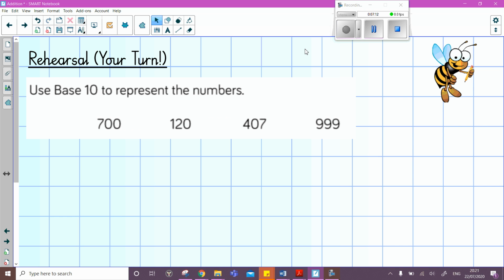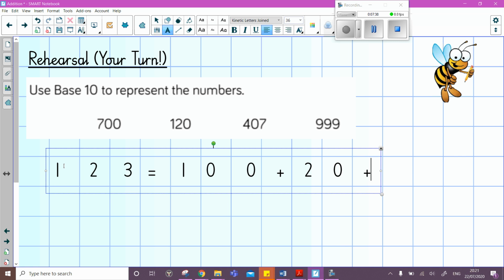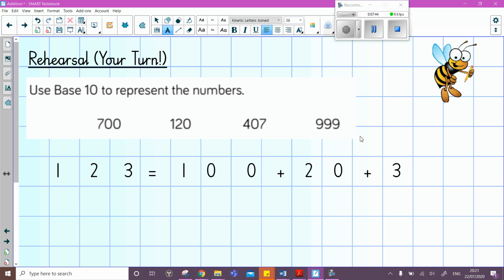Now I want you to have a go. So can you have a go? You could possibly draw some base 10, or maybe you could do some jottings. Now by jottings, I mean if I had the number 123 and I wanted to do some jottings, I would think, right, I've got 100. How many tens do I have? I have 2 tens, or 20. And how many ones do I have? I have 3. So those are my jottings. 100, add 20, add 3, makes 123. So you can have a go at representing these numbers. Maybe you could draw the Deans, maybe you could do some jottings.